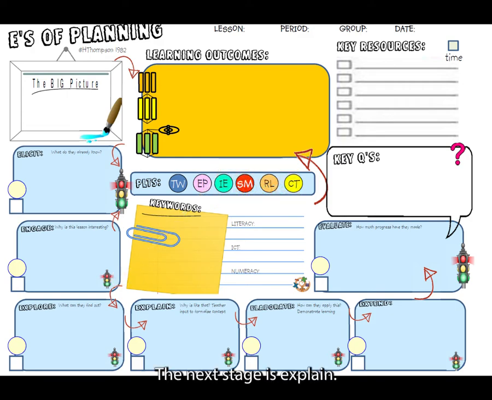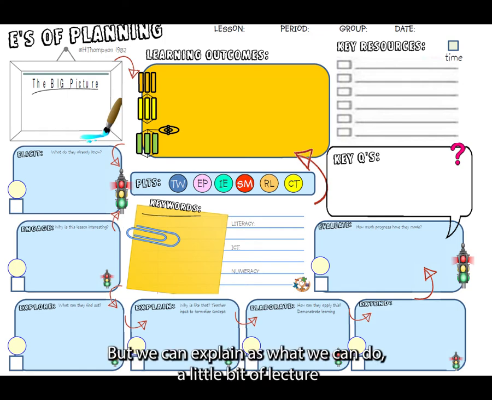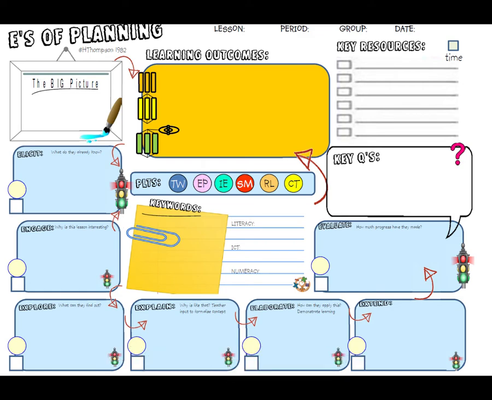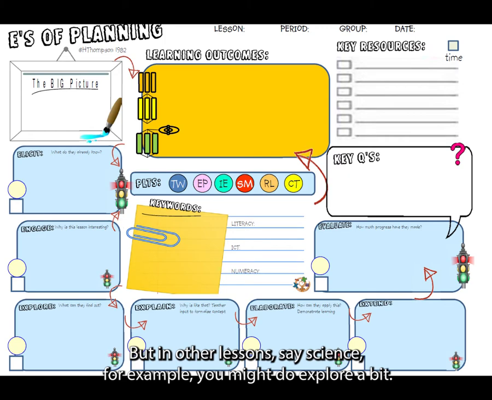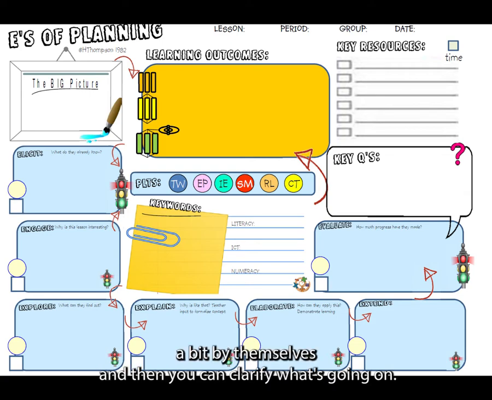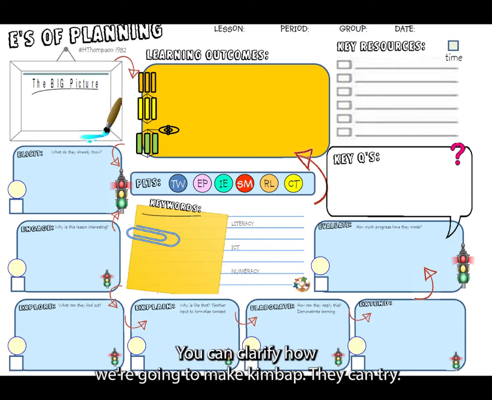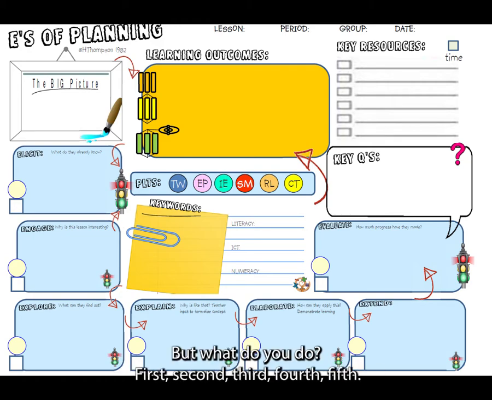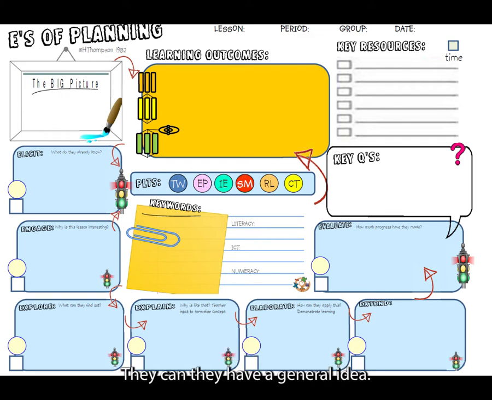The next stage is explain. Now, in this course, it goes explore, explain. But we can explain, explore as well. We can do a little bit of lecture explaining what's going on, especially with language. But in other lessons, say science, for example, you might do explore a bit, let the students discover a bit by themselves, and then you can clarify what's going on. You can clarify how we're going to make kimbap. For example, if you're going to make kimbap, what are the steps to make kimbap? What do you do first, second, third, fourth, fifth?